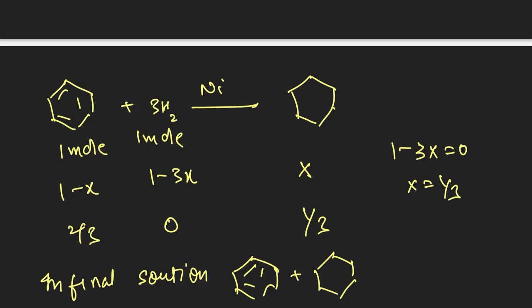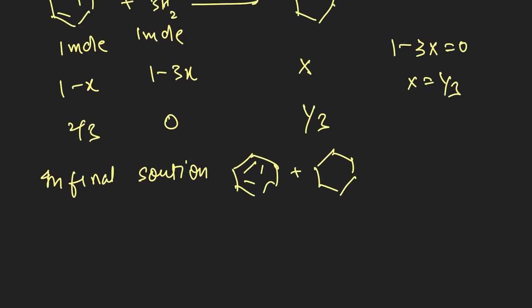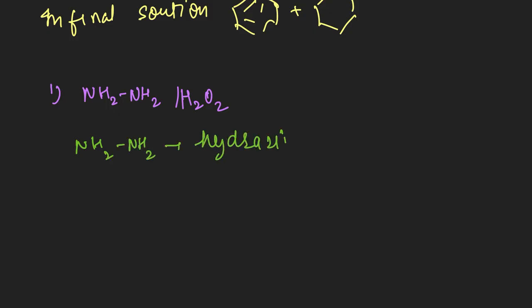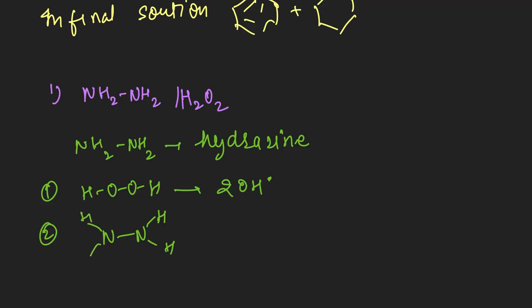Now, similar to that hydrogenation, there is one more compound which hydrogenates, that is NH2NH2 in presence of H2O2. This NH2NH2 is known as hydrazine. When H2O2, HOOH, breaks, it forms 2 OH free radicals. Second, NH2NH2 will react with the OH free radical, and it will form 2H2O plus N double bond N, H and H.